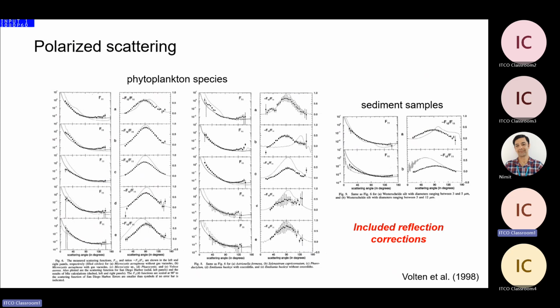I'll just mention that on benchtop systems, degree of linear polarization and other polarization parameters have been measured. This is a very good study by Volten et al. from 1998. They're making measurements in a cuvette, but they made corrections for the reflections I was talking about in the cuvette. So these are very good quality VSFs.